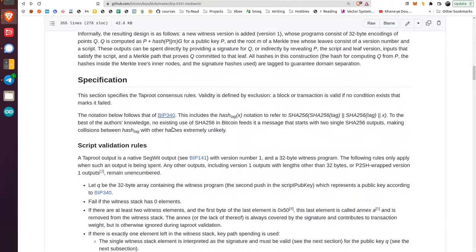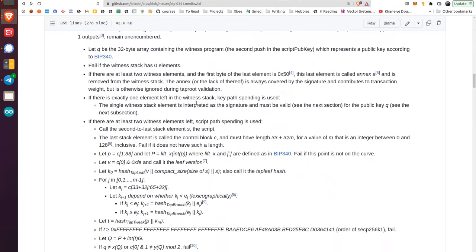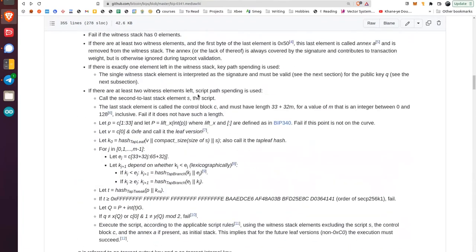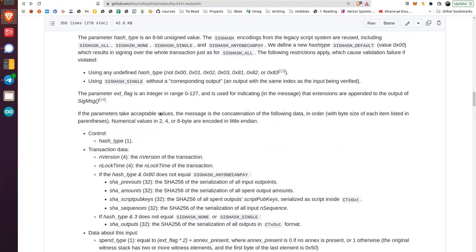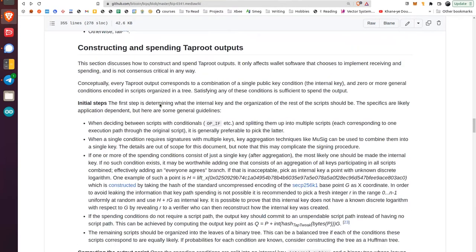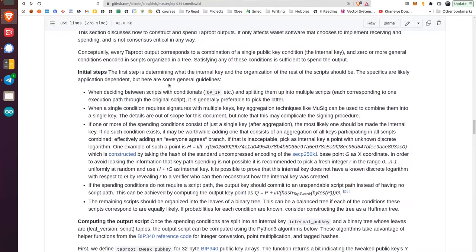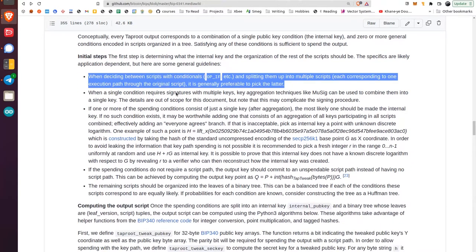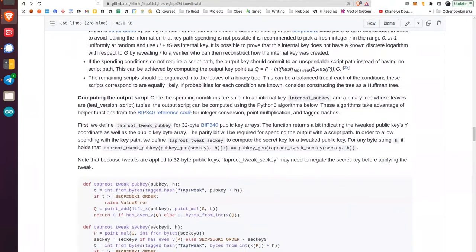And then they get into the actual specification. This is the good part, the hard-to-read part, where they talk through exactly what script validation is and how all the tap tweak stuff works, which is fun and exciting. So this is specification stuff. And then there's a more discussion-oriented section about how to construct and spend Taproot outputs, which is kind of nice. So this is what steps to follow if you want to actually make a Taproot script.